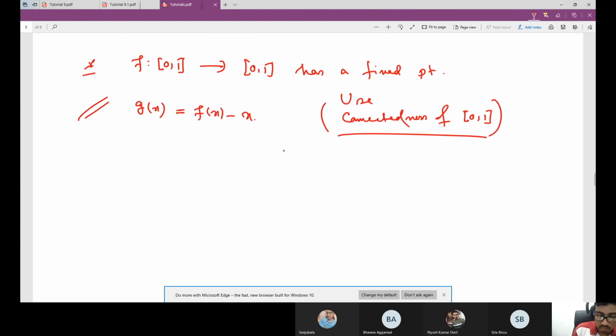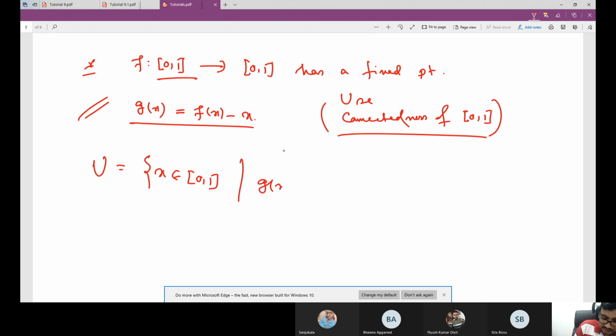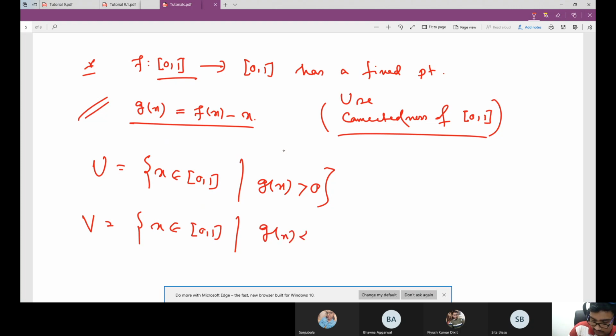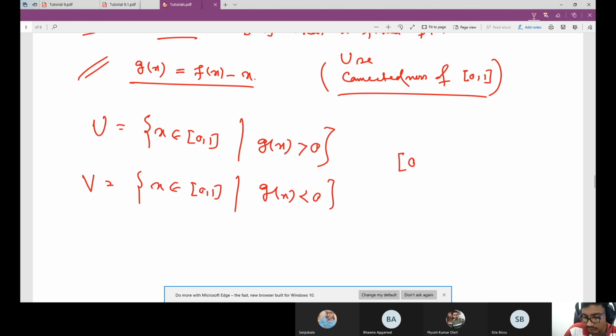interval. Say, you consider g(x) equal to this, you assume that f(x) is not equal to x for all x belongs to [0, 1]. You now consider a set U of all x from [0, 1] such that g(x) greater than 0. And V, you consider the set of elements x belongs to [0, 1] such that g(x) less than 0. These two are open sets, right? And you can write your interval [0, 1] as U union V, right?